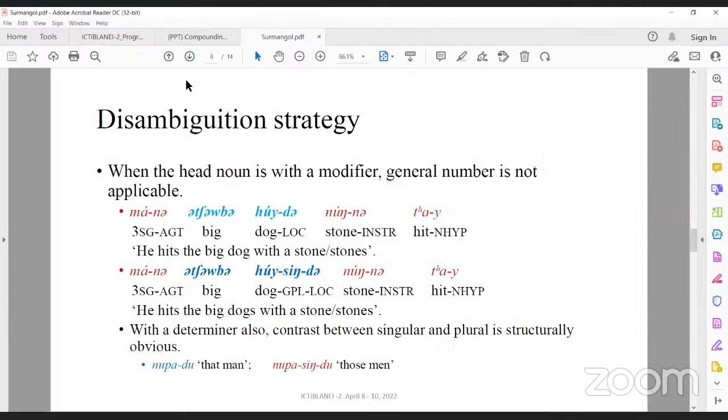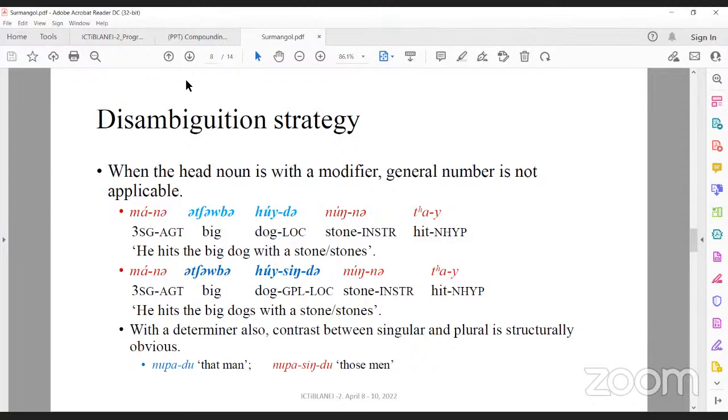Tomba said that he saw a tiger, or it may be tigers, in the jungle. Next slide. And here we have the disambiguation strategy: where the head noun comes with a modifier, general number is not applicable. As I said, in general number, a given noun may be interpreted as either singular or plural.